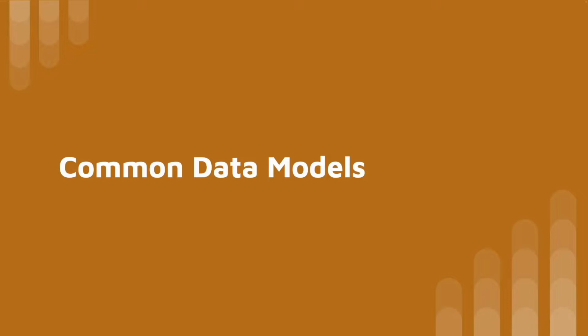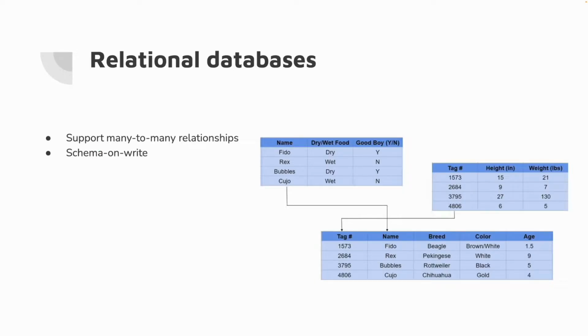First, let's see the common data models. The most heavily used data model is relational databases. This kind of database supports many-to-many relationships. We can see that each table is composed of rows, and between the tables, we can use foreign keys to link them together. Relational databases use schema on write. It means that before you write data into the database, you need to define the schema beforehand.